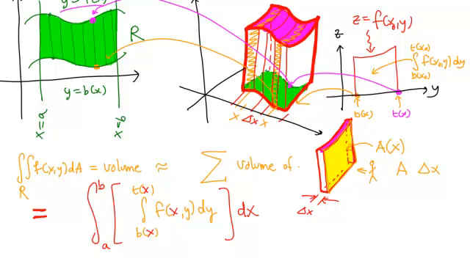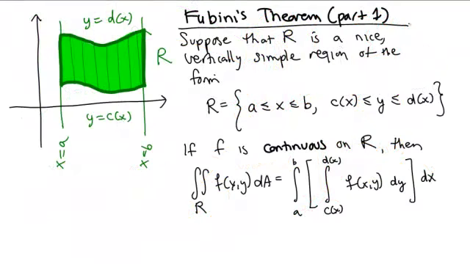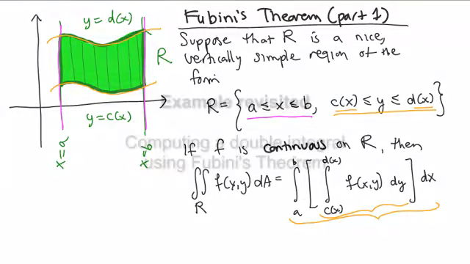So let's summarize the statement one more time. Suppose that R is a nice, vertically simple region that takes the form R is equal to the set of all x values that stay between the left side x equals a and the right side x equals b, and whose y values stay above the curve c of x, but below the curve d of x. If f is continuous on this region, then the double integral over the region is equal to an iterated integral, where we first integrate with respect to y from the bottom curve to the top curve, and then we integrate with respect to x from the left side to the right side.